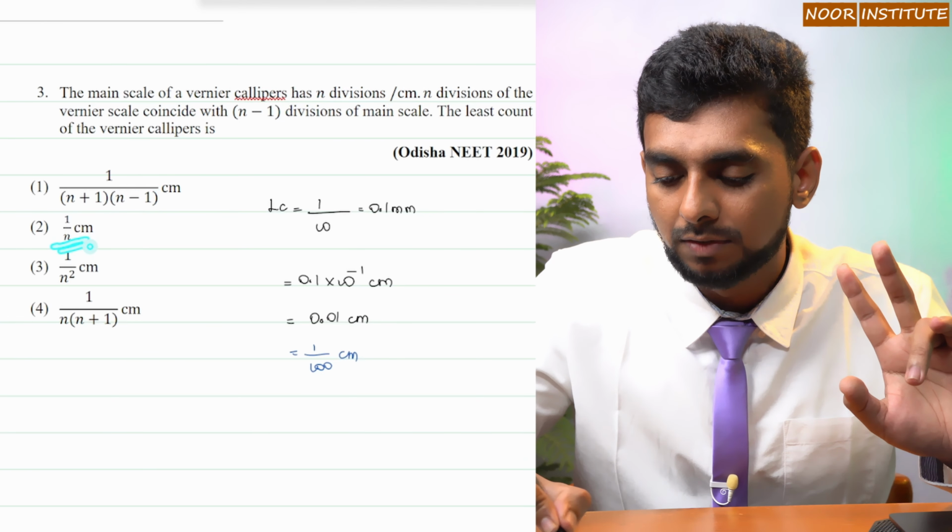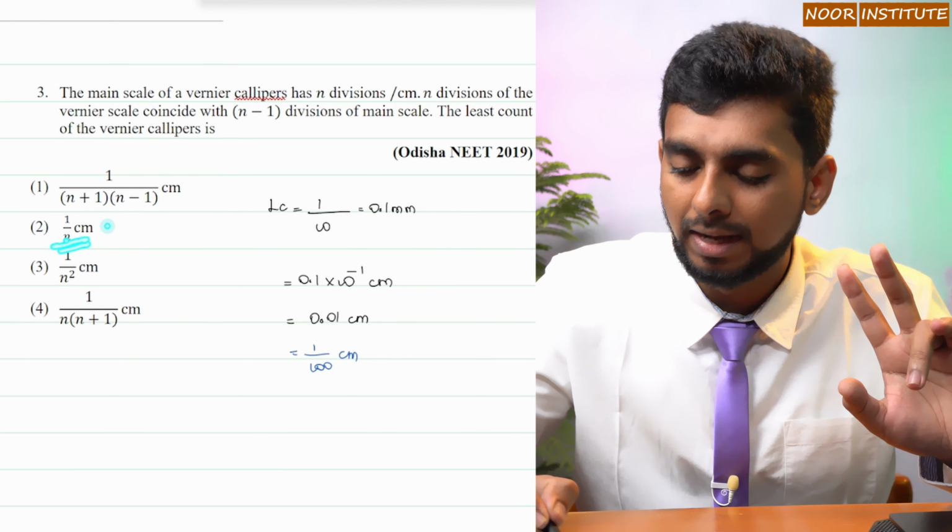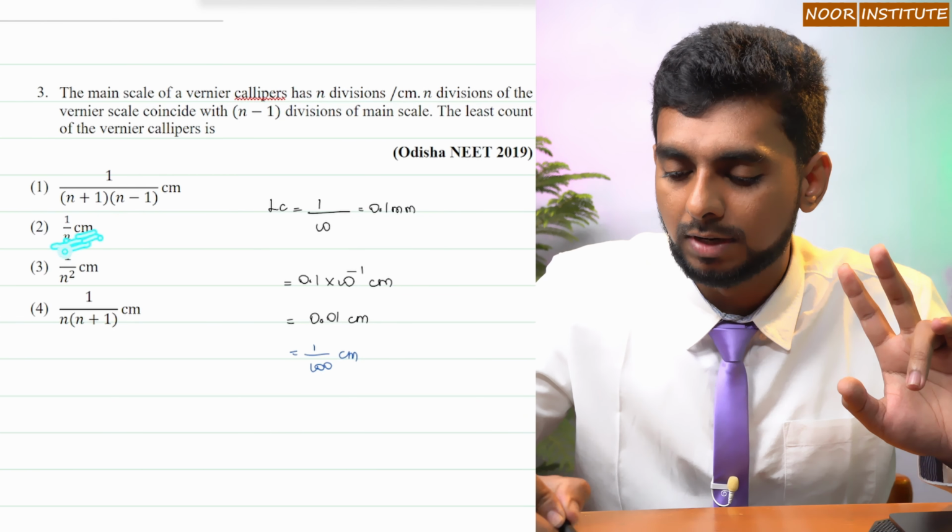So the first one is not the option, right? Okay. So in the second situation, 1 divided by n centimeter, right? So 1 by n centimeter. Here, instead of n, I will put 10. So 1 by 10, that's not something that is needed. 1 by 10 millimeter is correct, that is fine. But we need the answer in centimeter, right? So 1 by n centimeter is actually wrong.